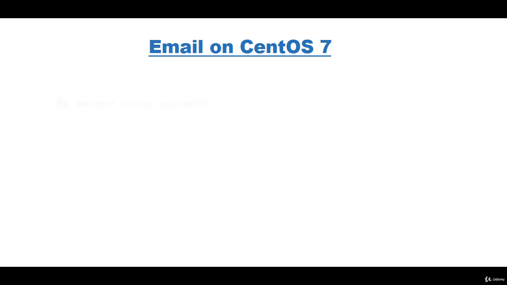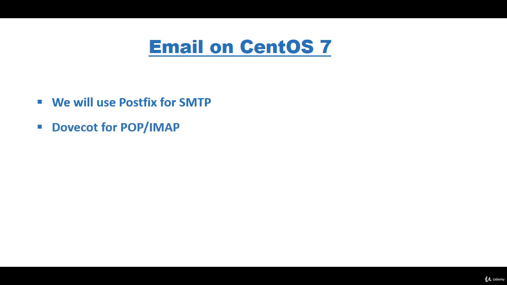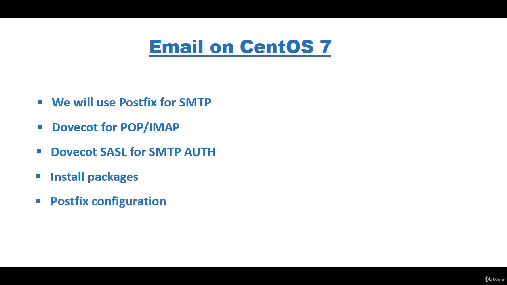We're going to be using Postfix for SMTP traffic, and we're going to install Dovecot for POP or IMAP. We're also going to install Dovecot SASL for SMTP authorization. In the steps, we're going to first install the packages, then configure Postfix, then configure Dovecot, and at the end we're going to create a user. So let's log into our server.